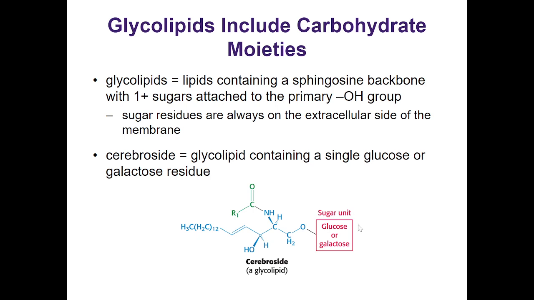Cerebroside is the glycolipid containing a single glucose or galactose residue. So this is a glycolipid. This is the specific glycolipid cerebroside. It is a type of glycolipid. Okay. Again, we have a glucose or galactose here. That's our sugar unit. In the other glycolipids, this would be some sugar unit or some multiple sugar units, like it could be something like an A, B blood type, that sort of stuff. Okay, it can be quite extensive.